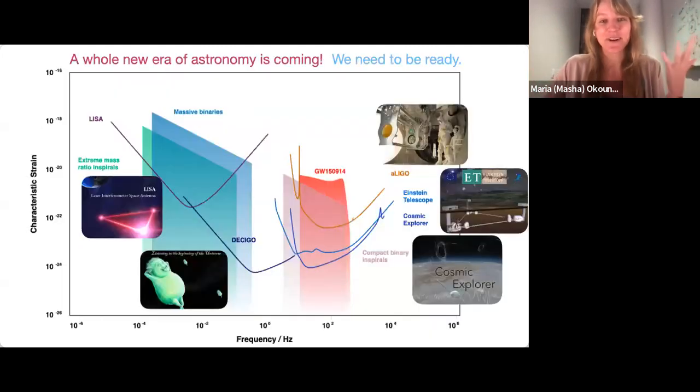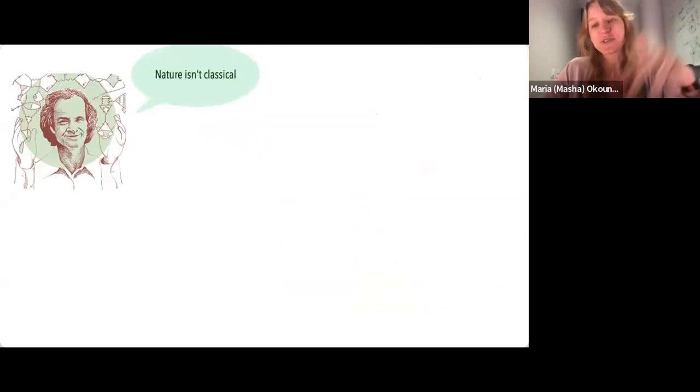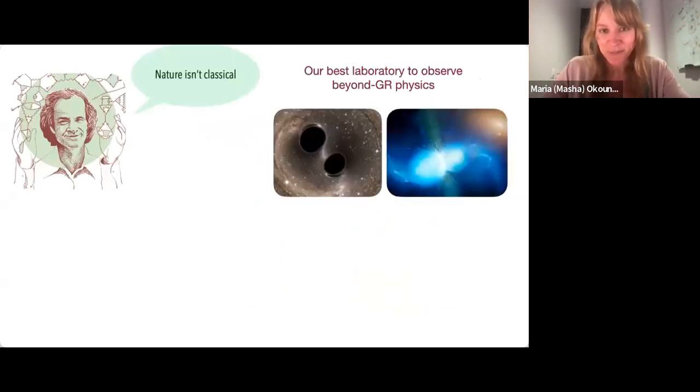And so, for example, a new era is actually coming, as Manuela alluded to in her talk, where we're going to have even more precise instruments, especially in this high curvature regime, such as Einstein Telescope, Cosmic Explorer, and improvements to LIGO, Virgo, and KAGRA. And so putting all of this together, fundamentally, nature isn't classical.